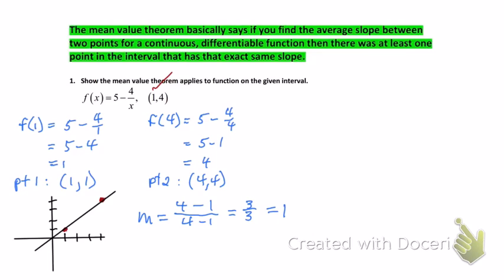But isn't the slope formula the same as the mean value theorem? No, the mean value theorem is saying somewhere on that curve, there's a point, there's an x value, at which the slope of the tangent line is 1. So now what do we have to do? We have to find that point. So how do we do that?